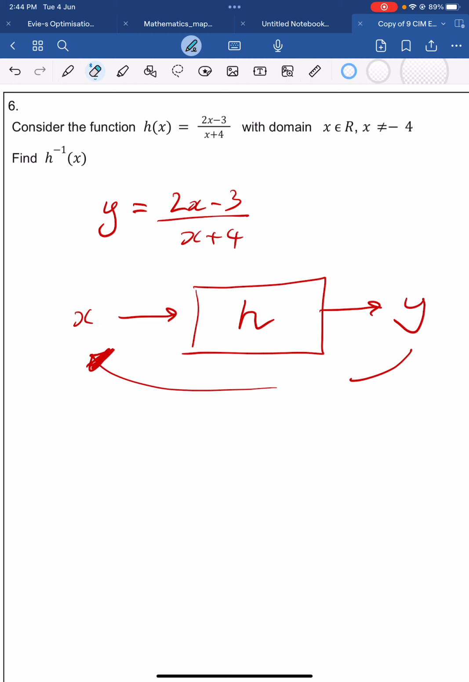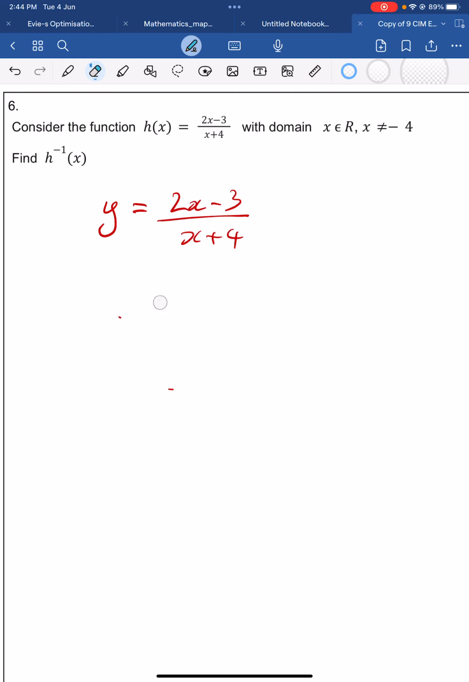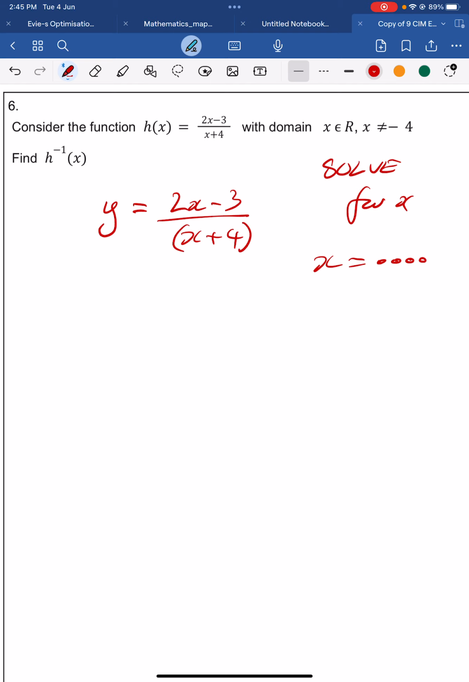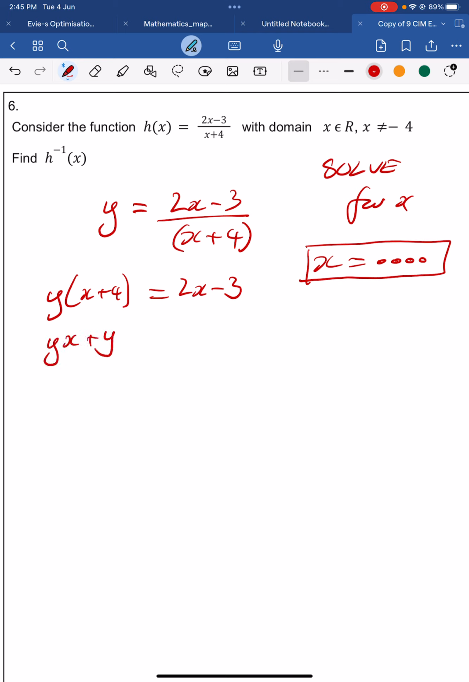So the key thing here is rearrange. Another way of thinking about this question is rearrange to make x the subject, or solve for x. We need to get x equals. So working backwards, basically. The first thing to do is multiply across. So y multiplied by (x plus 4) equals 2x minus 3. Keep an eye on the fact that we're trying to get x equals. So the x's we have to get together.